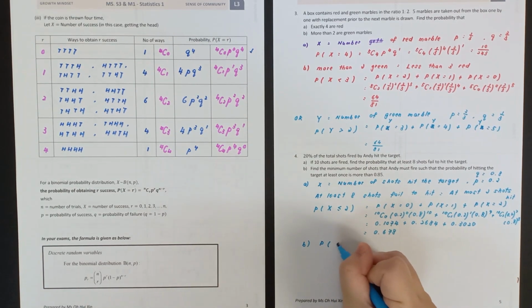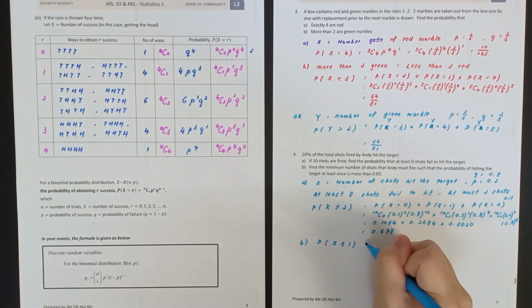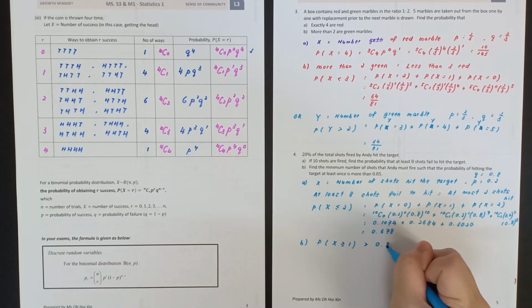Probability for the number hitting the target must be at least 1. So how to write at least 1? So more than or equal to 1. This is what is meant by at least once, right? So the probability is more than 0.85. Now you try to solve this.